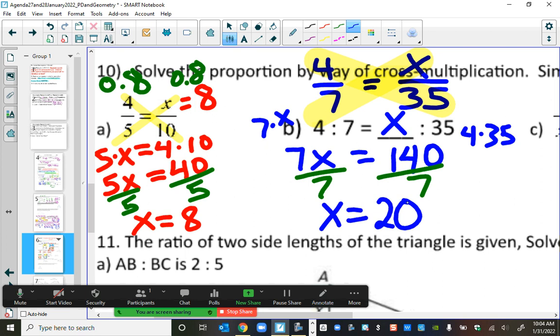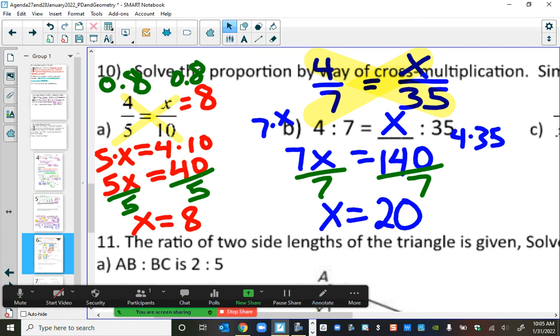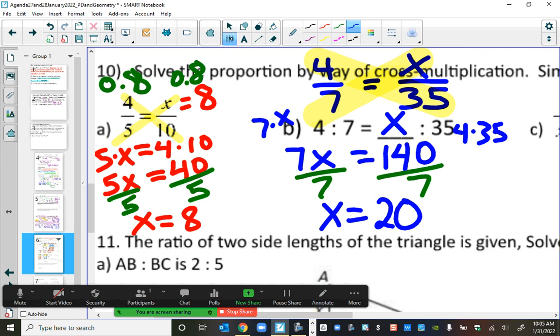Now the next two problems that we're going to do, they don't have just an x. There's a little more to it, but not a whole lot, but a little more. And I'll show you what we mean by a little more. All right. Everybody ready? Here we go.